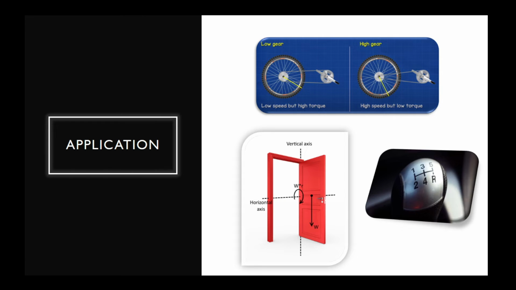Here are some examples of its application in real life. The low and high gear of a bicycle and a car is due to the torque. Low gear provides low speed but high torque. High gear provides high speed but low torque. Also, simply enough, a door can be used as an example if you consider the hinges as the axis of rotation.